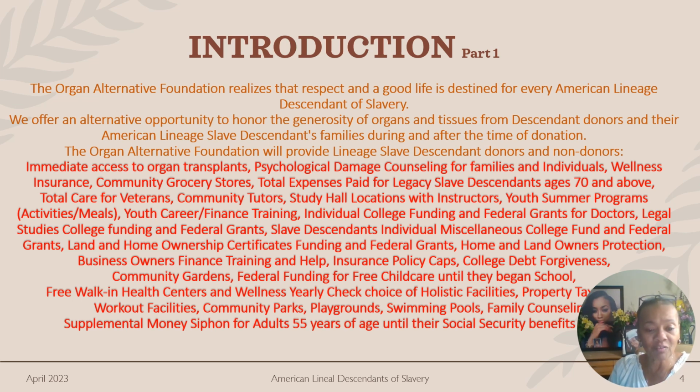Homeland, business owner financing and training. So if you own a business, you can get financing for your business. You can get employees for your business. You can get training to help you. You will get help with your taxes. You will get help with anything you need to get your business going as a slave descendant. Insurance policy cap. There will be a cap on insurance where companies cannot charge you more than a certain amount as a slave descendant.